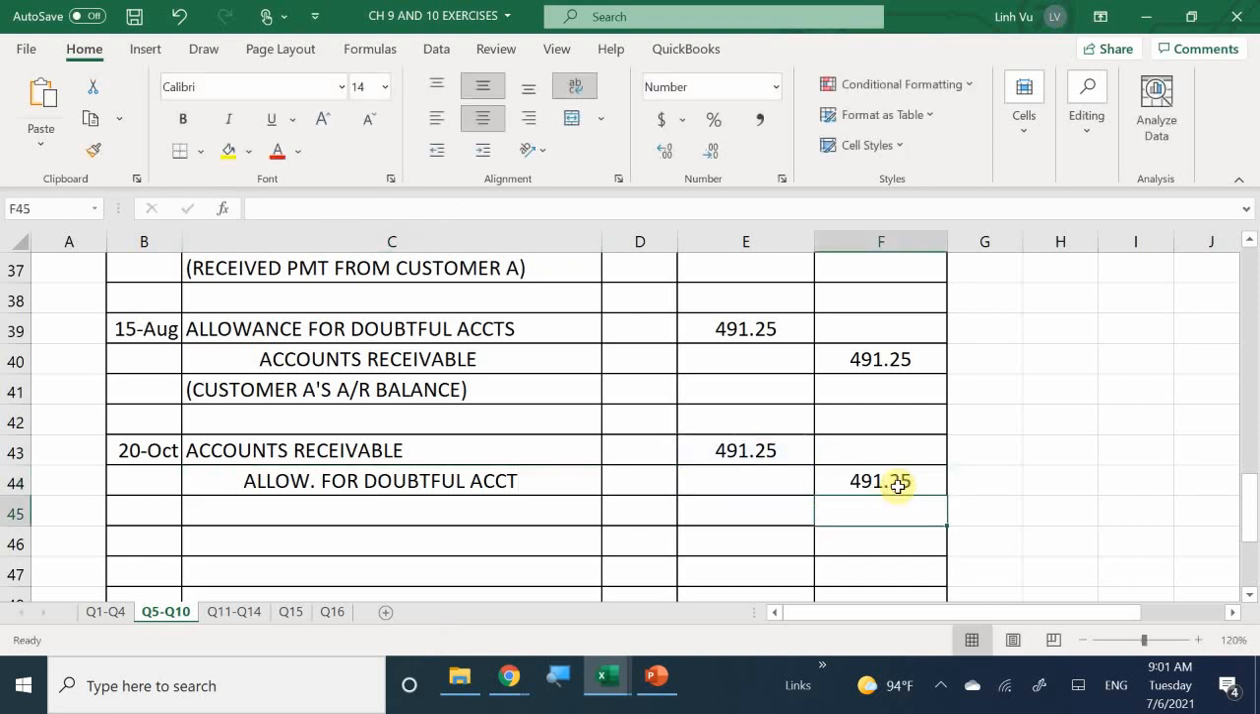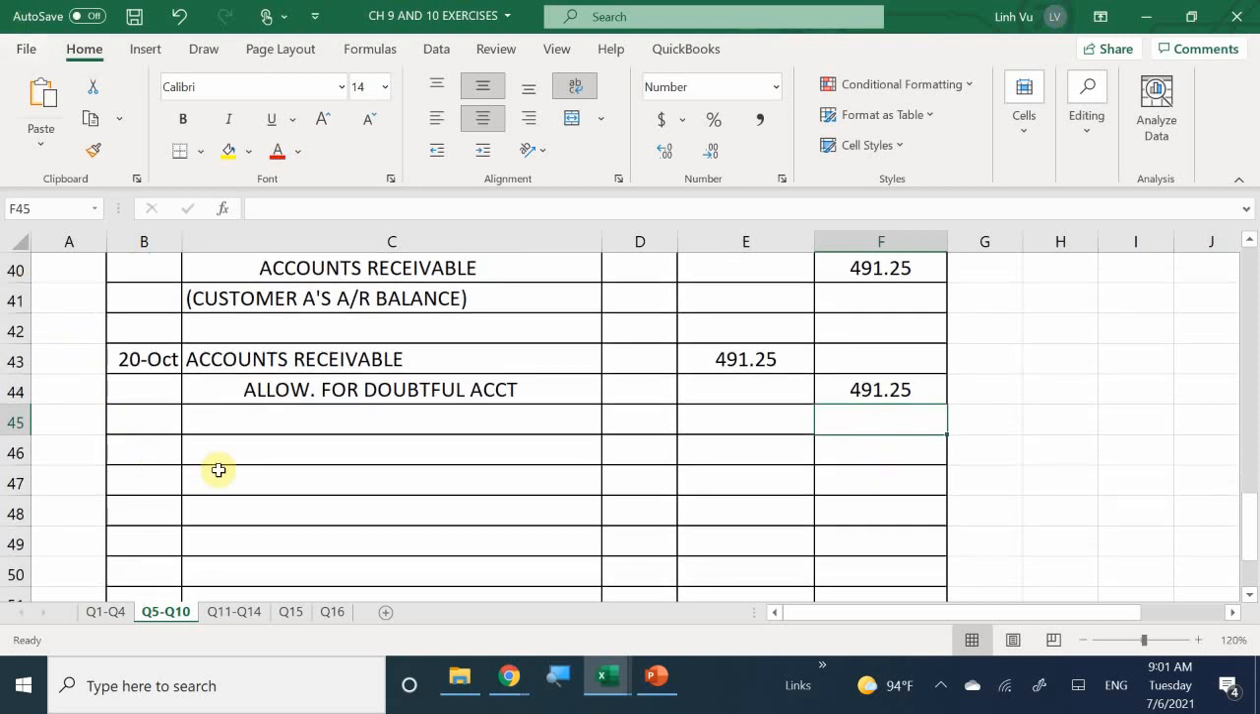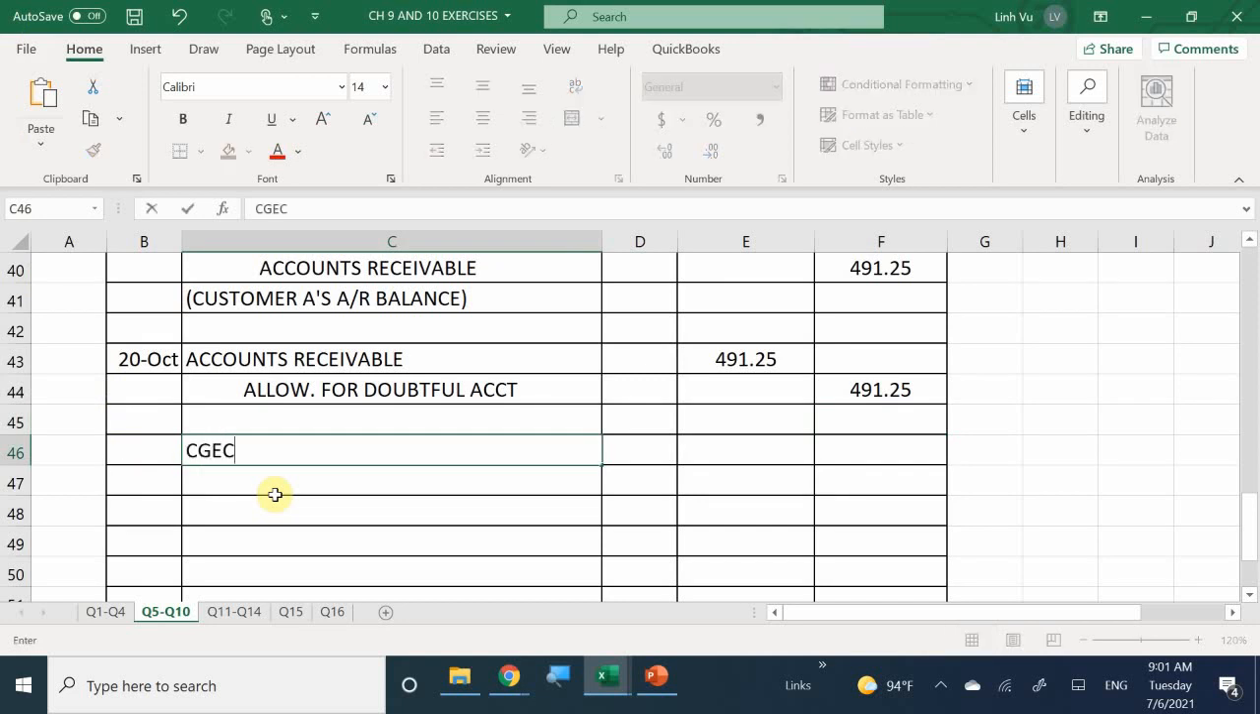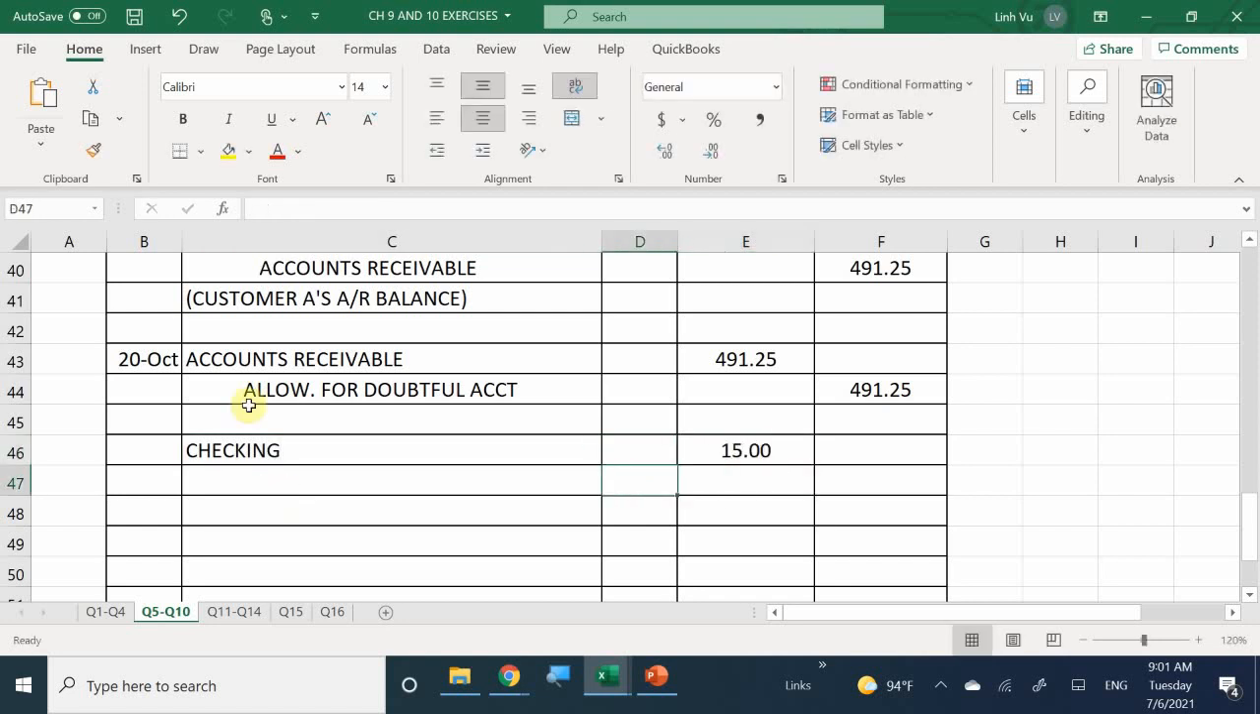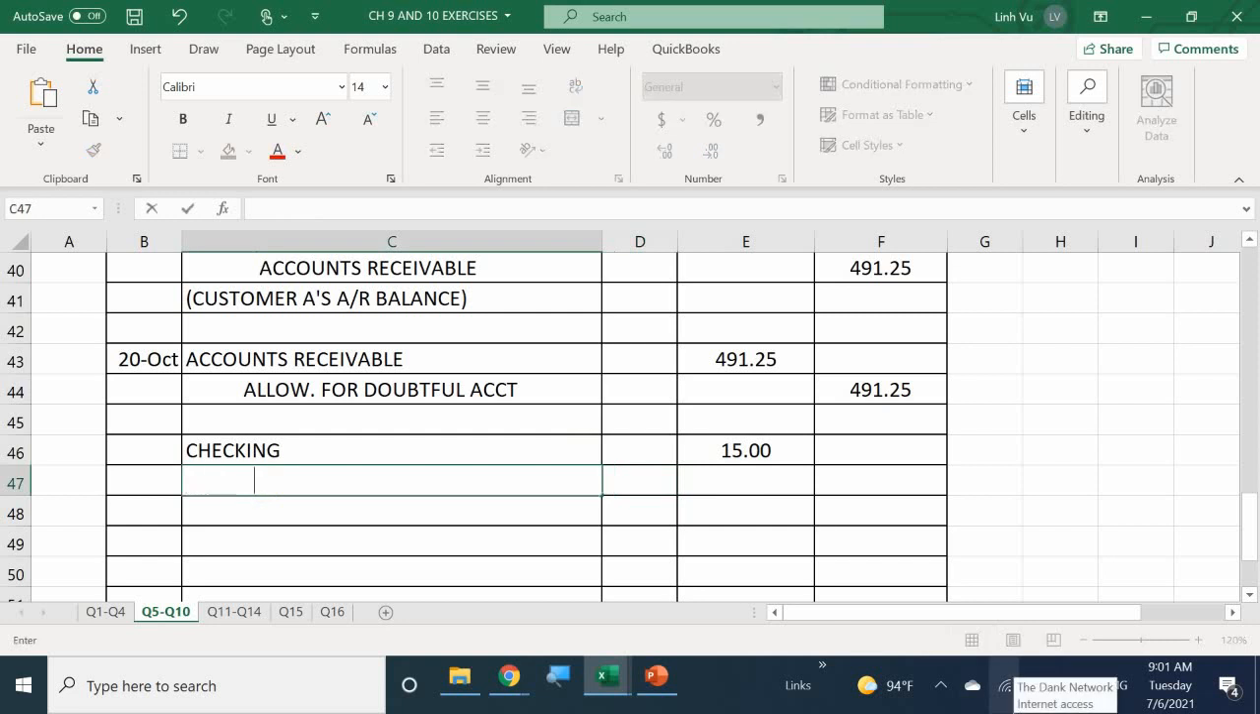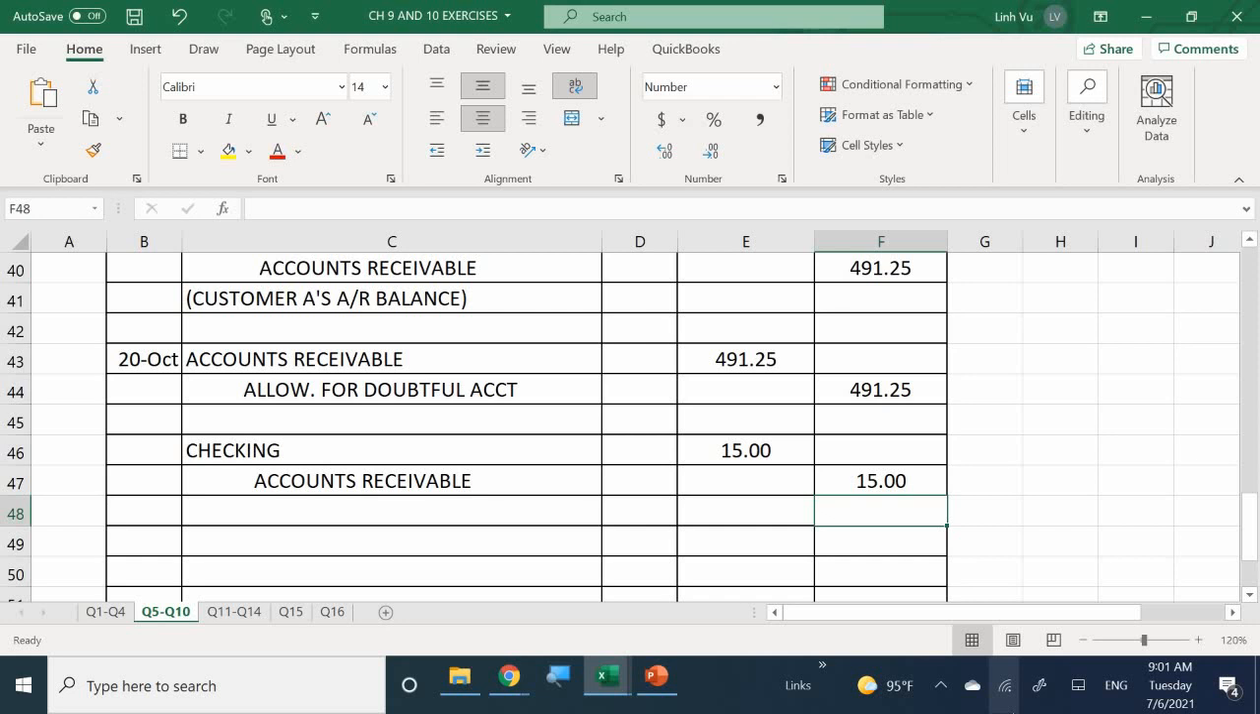Which is $491.25. Now I can receive the check for $15. And because I received a check for $15, it's going to reduce the amount that customer A owes me. So in this case, it's going to reduce accounts receivable. Okay? So this is what happens when you see a potential threat or a potential bad debt.